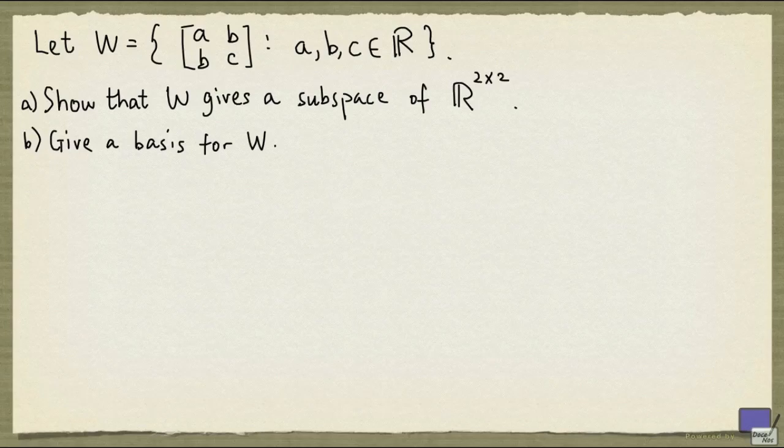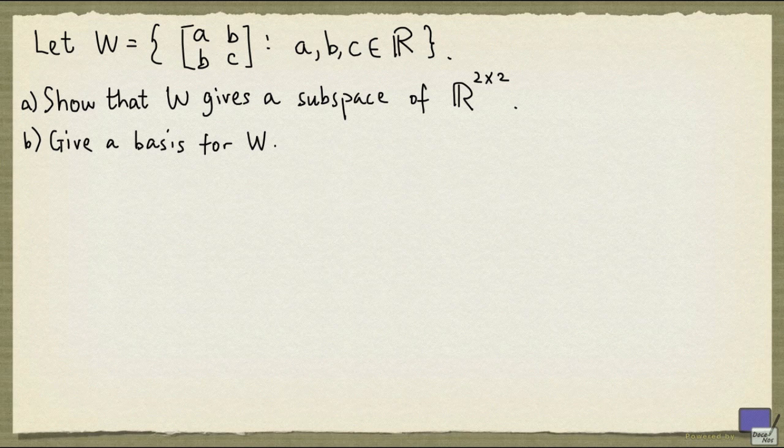Let W be the set of matrices [A, B; B, C], where A, B, and C are real numbers. Consider the following questions. The first is, show that W gives a subspace of the vector space of 2 by 2 matrices with real entries. And the second question is, give a basis for W.